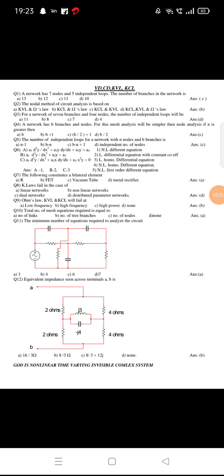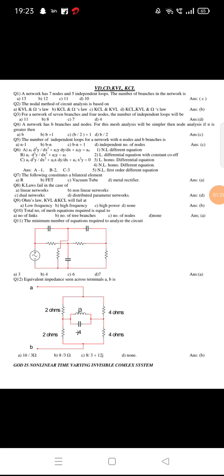Okay, next, second question. The nodal method of circuit analysis is based upon... okay, nodal analysis means first we need to use KCL, right? By using KCL first we need to calculate node currents, that means branch currents. So first KCL, after that I is equal to V by R, that is from Ohm's law. That means nodal analysis is equal to KCL and Ohm's law. Option B is correct.